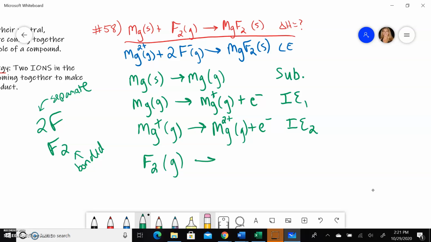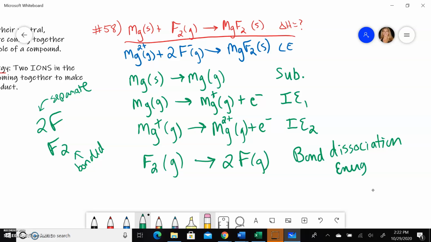Again, it doesn't really matter which step you do first. I'm just going to save the charges for last. I usually save those for last. So we're going to turn this into two fluorine gases. These are separated. This is called the bond dissociation energy. Sometimes they just do BDE. So if you see that in a question, BDE stands for bond dissociation energy. Dissociate means to separate from. So if you dissociate from a club, that means you're no longer part of the club. So dissociate means to separate. So we went from a bonded fluorine to a separated fluorine.